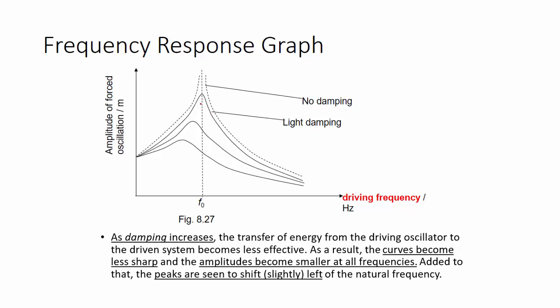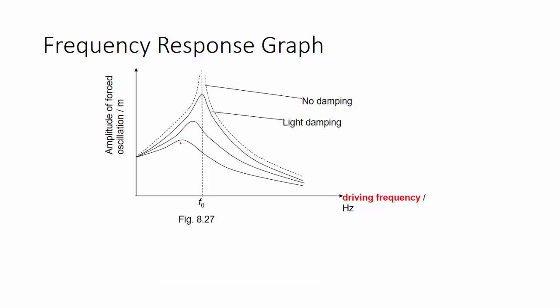So you shift towards the left to a lower frequency. So the peak shifts towards the left-hand side, to a lower frequency, right? So it doesn't occur at the natural frequency. The peak occurs at a frequency that is lower than the natural frequency when the damping becomes higher and higher.